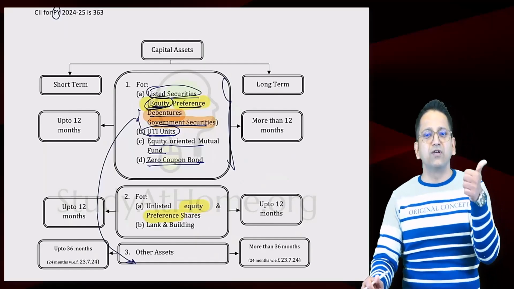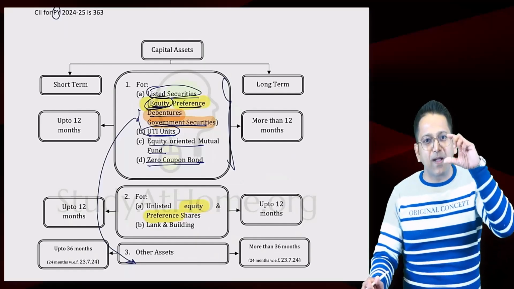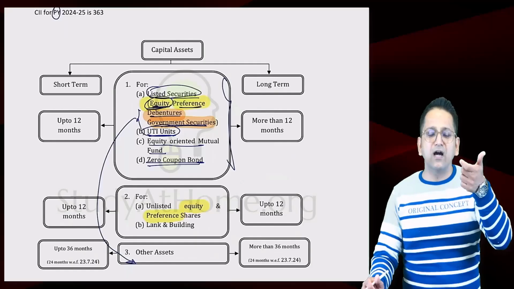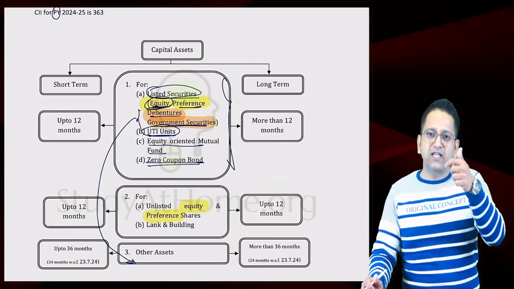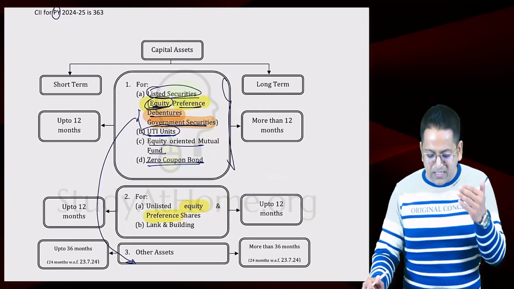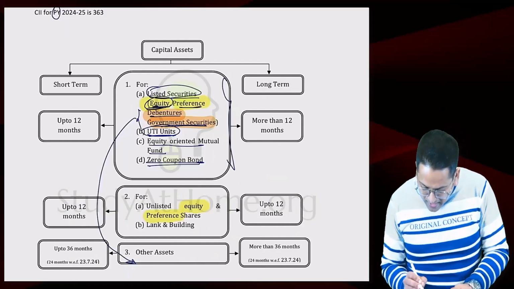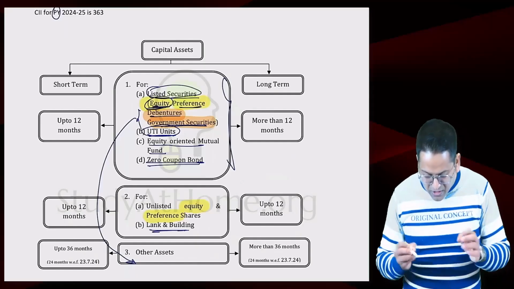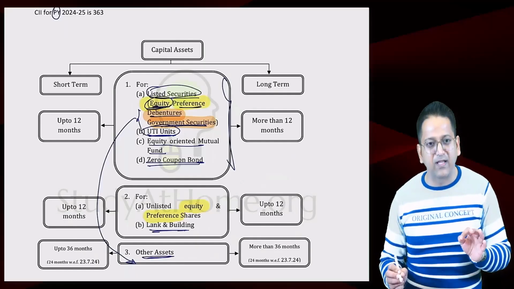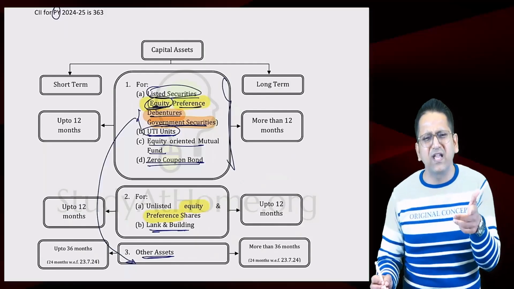So in listed we have equity, preference, debentures, and government securities. All of these fall under the first category. If it is unlisted, then equity and preference will fall into category 2. And if it is an unlisted debenture or government security, then it will come under the third category, other assets. Land and building is in the second category. Besides this, all the other assets will come under the third category. So in the third category, there are unlisted debentures, government securities, and besides that, all the capital assets.